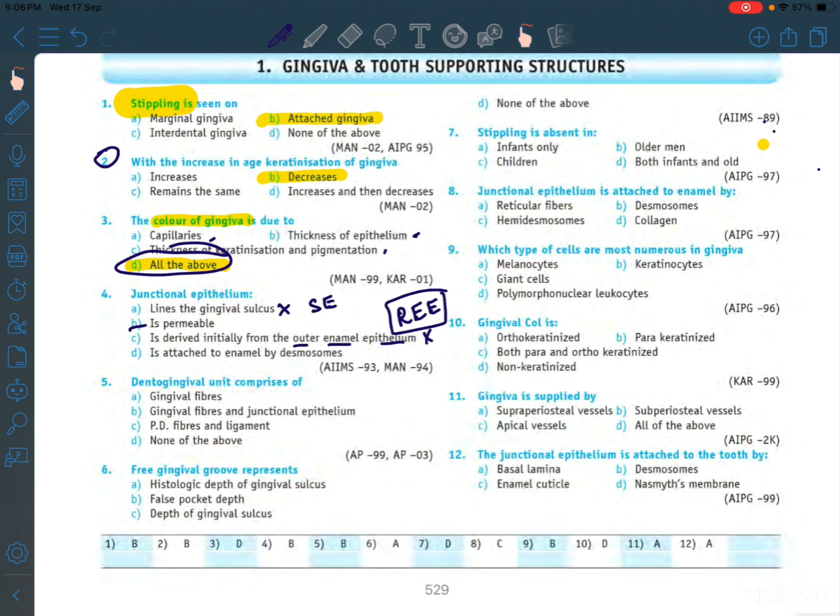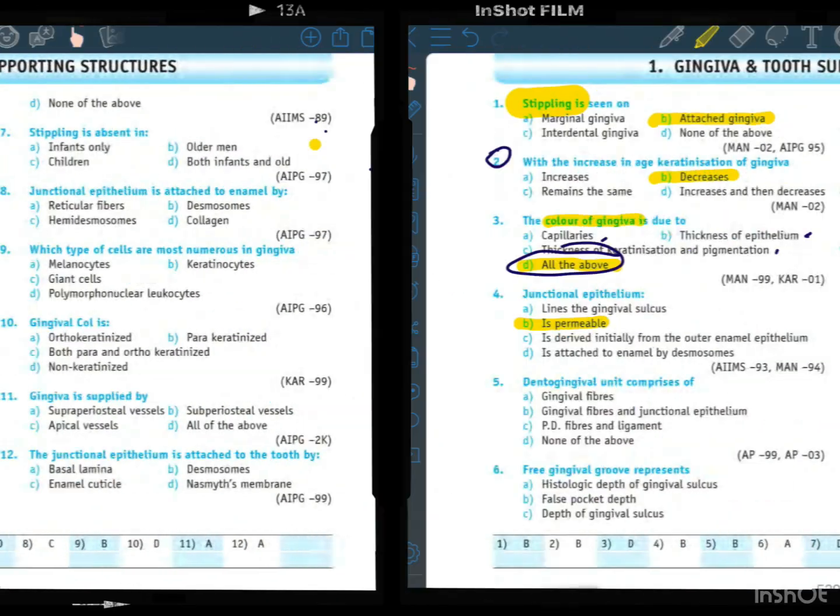Remember that. Now point D: is it attached to enamel by desmosomes? No, it attaches by internal basal lamina and hemidesmosomes. Okay, so the answer here is permeable. Okay, thank you.